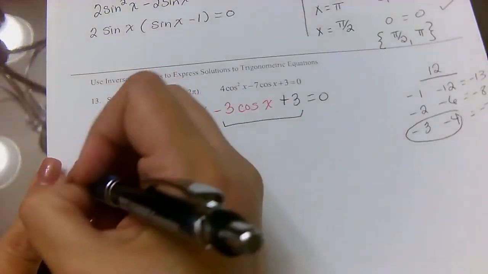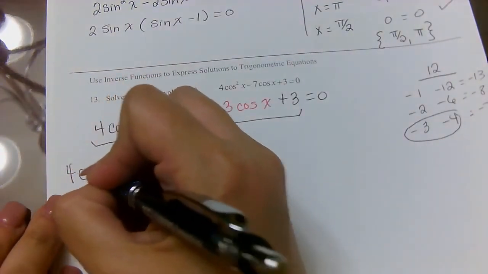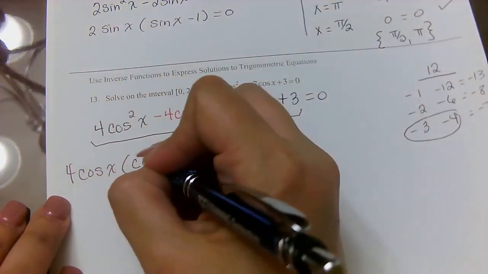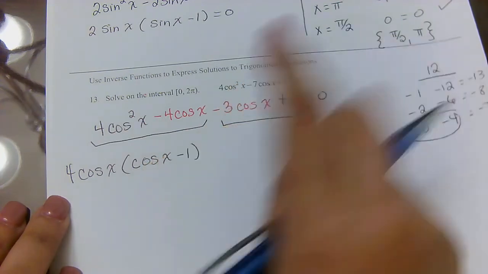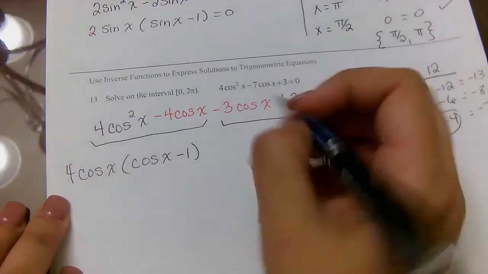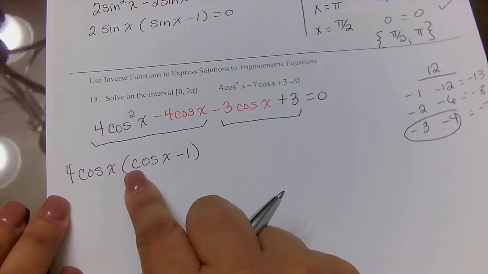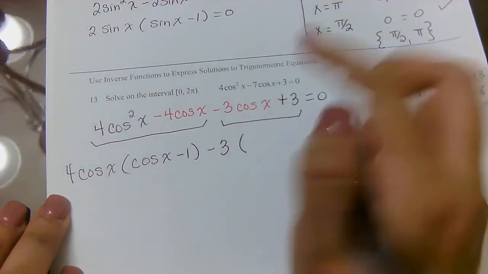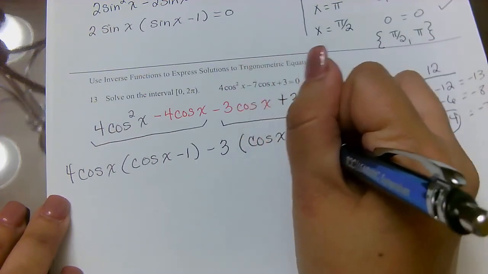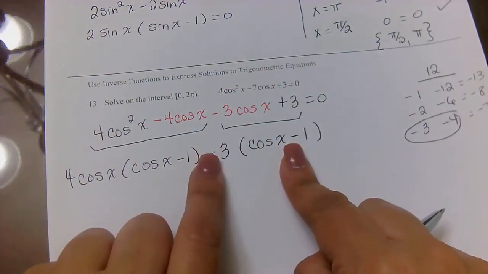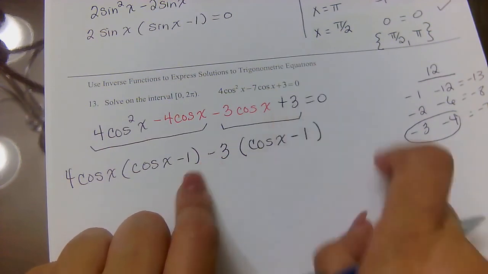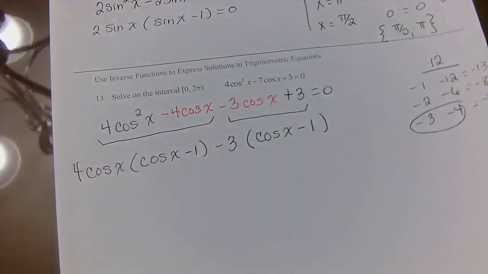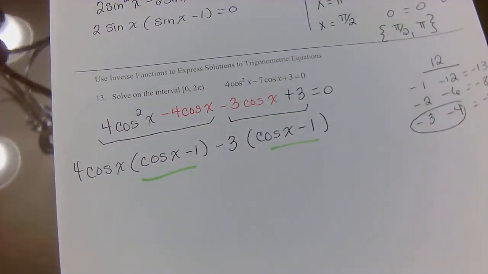What's in common? 4 cosine. Inside, cosine x minus 1. In common, 3, and I'm going to go ahead and factor out this negative 3 because I want this to be positive. So minus 3, and inside cosine x minus 1. This is a minus because a negative times negative will get me a positive. Okay, and I also want to make sure that these two inside the parentheses match, which they do.